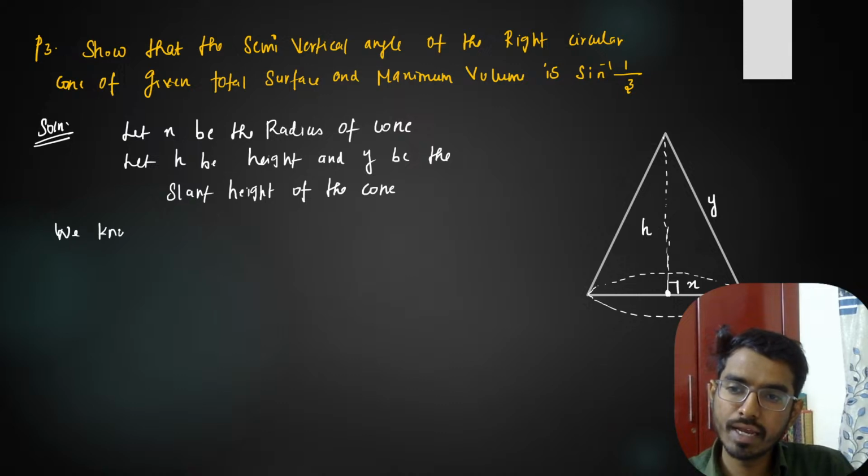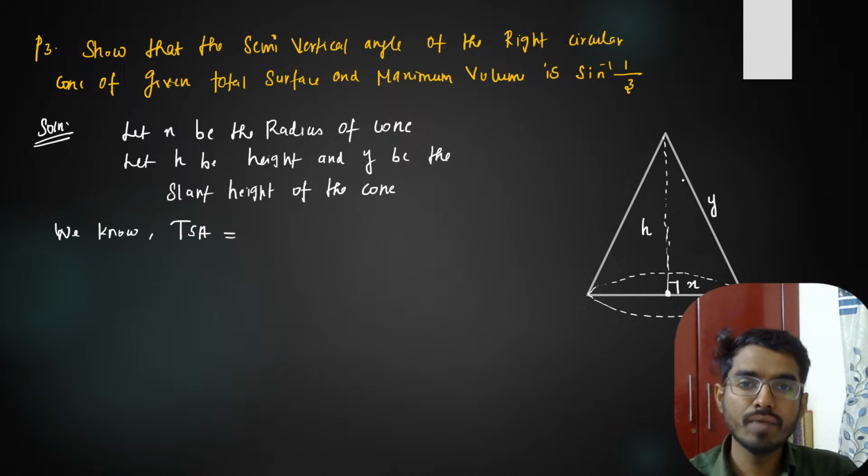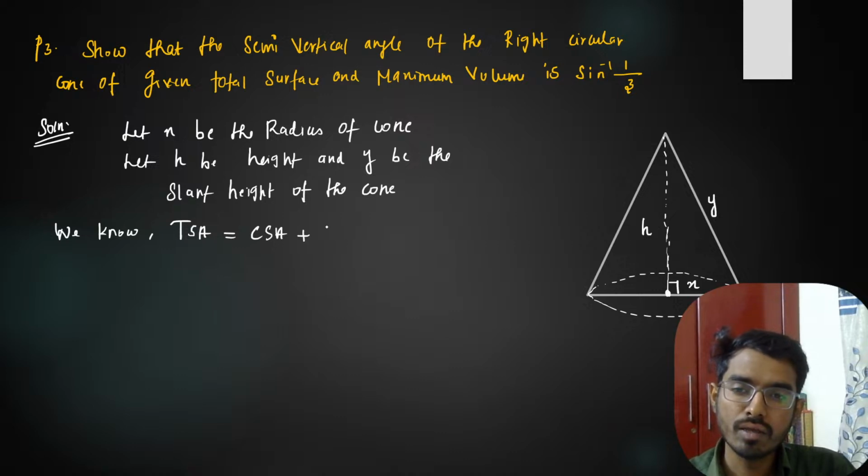Now, we know the total surface area, right? We know TSA of a cone. In the previous problem, slant height was given. What is TSA of a cone? CSA plus this lower area, so CSA plus pi r square. Here our radius is x. That means what is our CSA of a cone? Pi r l plus pi r square.